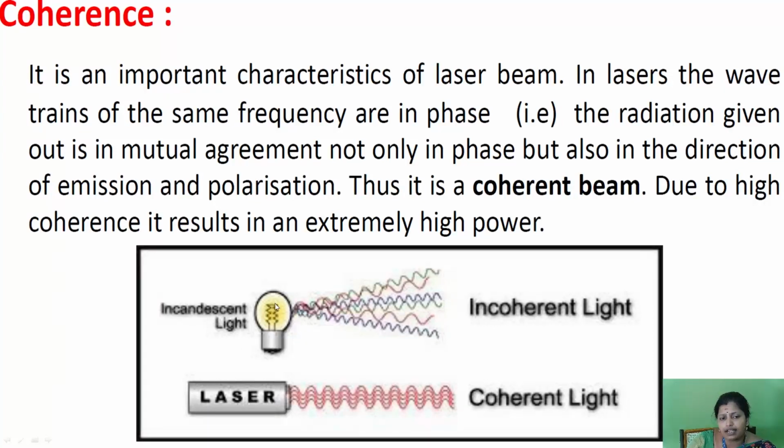Compare that with an ordinary light source, for example an incandescent light source, spreading in all directions. It produces light waves in all directions, so it is not a coherent beam. It is not the same in frequency, not the same in phase, not the same in amplitude. The nodes and antinodes of the waves vary. That is an incoherent light source.